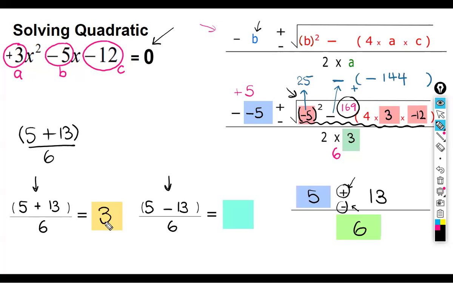Anybody got 3 for the first answer? I see a lot of people sent 3 on the chat. Next one, 5 minus 13 in brackets divided by 6. Minus 1.33, or minus 1 and 1/3, is recurring. You might want to put a dot on top if it's recurring.